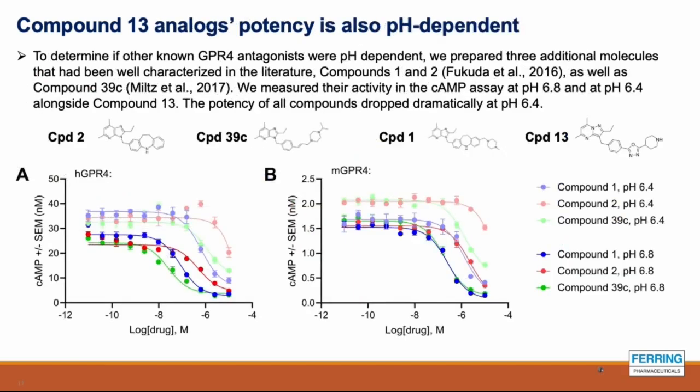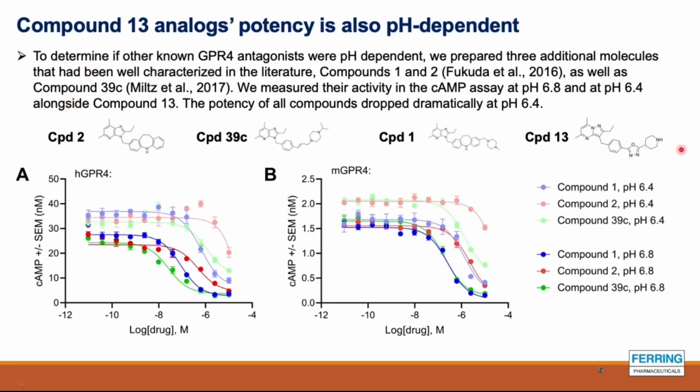So before confirming the mode of binding and inhibition of compound 13, we wanted to confirm that it wasn't specific to compound 13 and that it wasn't due to the compound being protonated in low pH conditions. So we confirmed that for other analogs of compound 13, the potency would also be pH dependent.